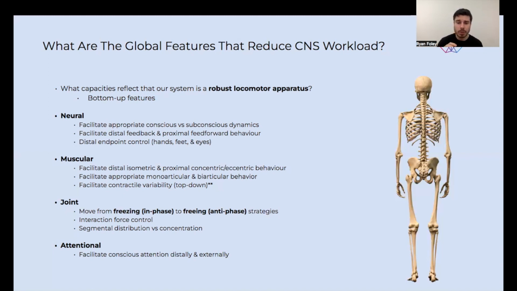Okay, which reflects our ability to control interaction forces as we move, because we're not just moving individual segments when we move, but these segments are interacting with the neighboring segment. And that actually creates an internal perturbation that needs to be controlled as we move. Okay, so we get into these joint behaviors, this freezing to freeing behavior, this in-phase to anti-phase behavior, and much more in our courses. But we also have this idea of segmental distribution versus concentration.